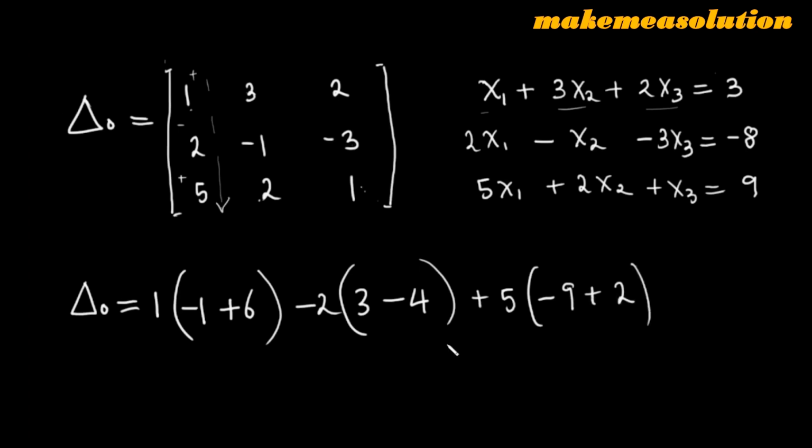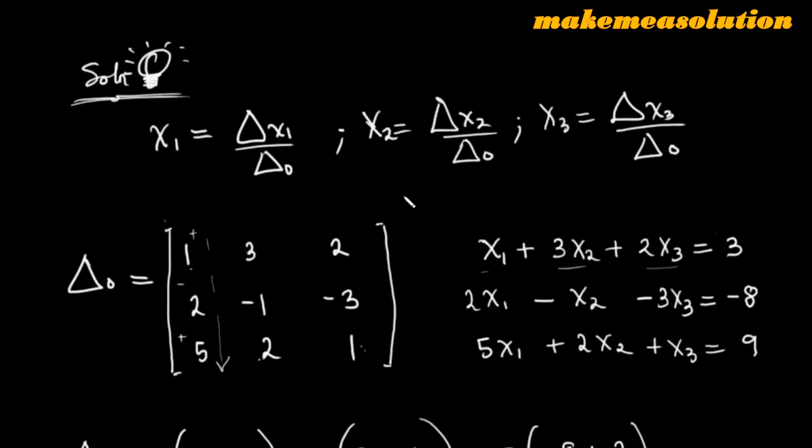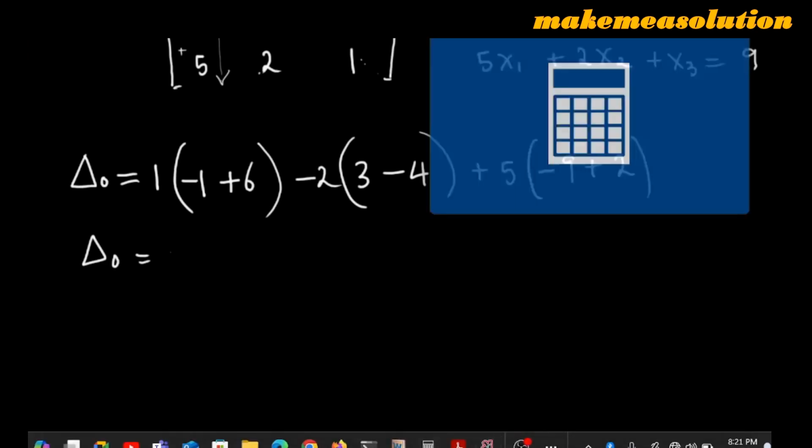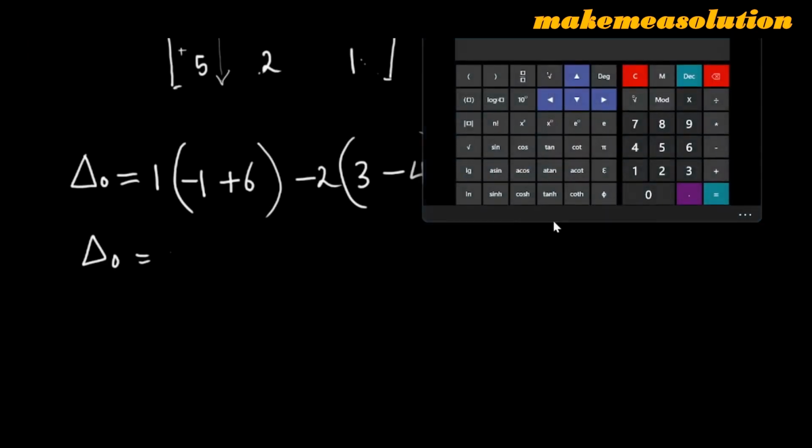So delta naught is going to be, you can just use your calculator to solve it so that you can avoid error, because this problem is very error sensitive. You don't want to make any mistake, because if you make a mistake at first, that's the same mistake you carry and use to solve for all other values. You use this delta naught to solve for x1, x2, and x3, so you don't want to make a mistake when calculating it. So let's pop up our calculator and just evaluate this.